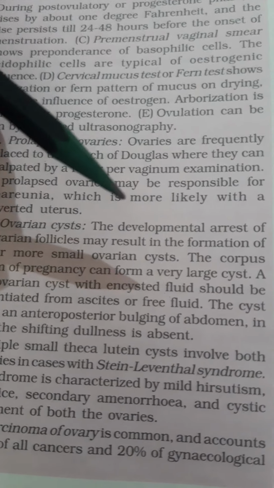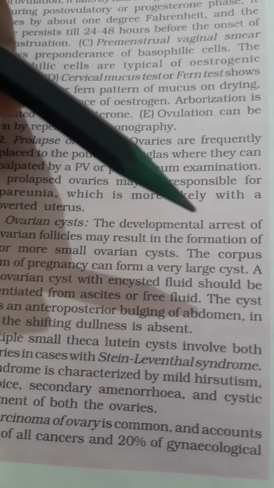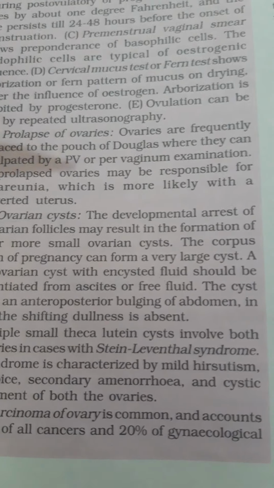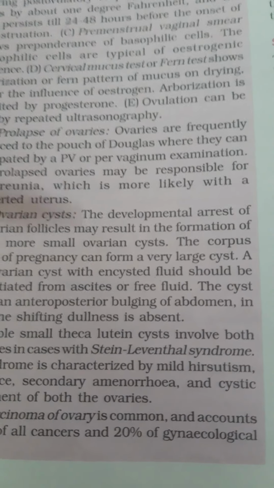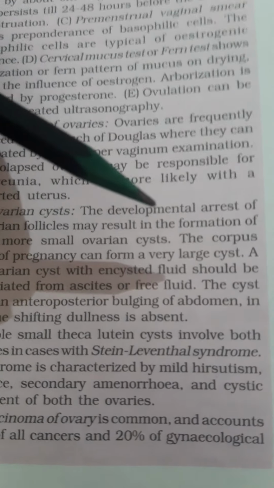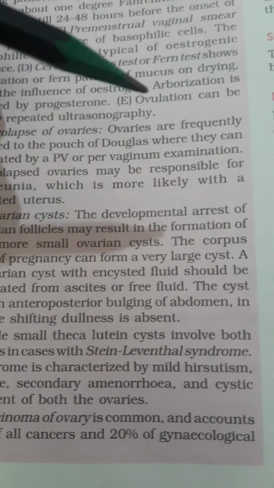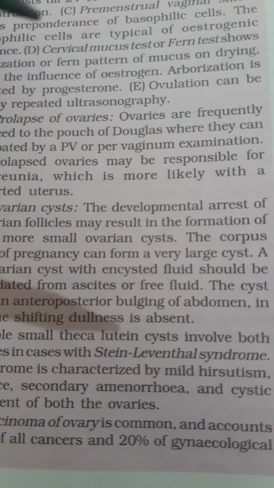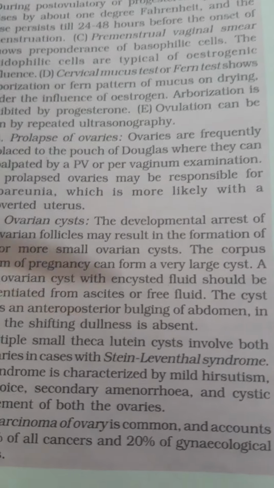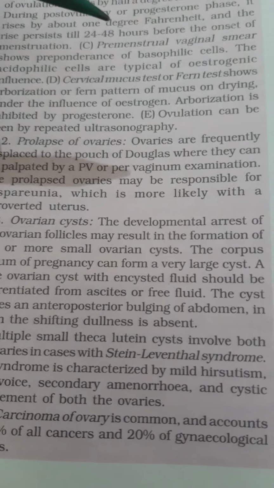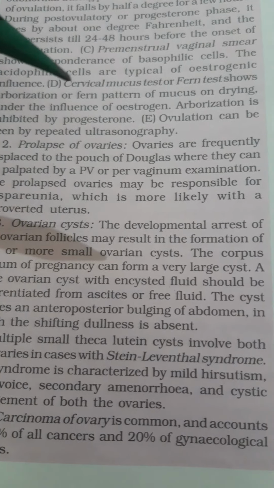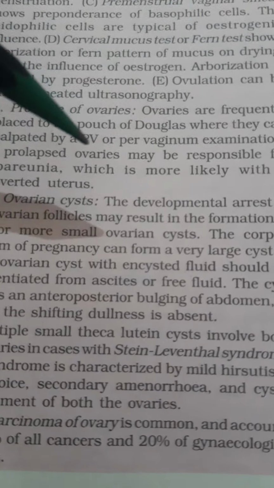Ovarian cyst. The developmental arrest of the ovarian follicle may result in the formation of one or more small ovarian cysts. Nowadays you can hear of polycystic ovarian disease, polycystic ovary. So this is the same. What happens? The follicles are the sacs in which the ovum grows, and when the follicle ruptures, the ovum escapes. But if the follicle is not able to rupture, fluid gets trapped inside it and it causes a cyst.